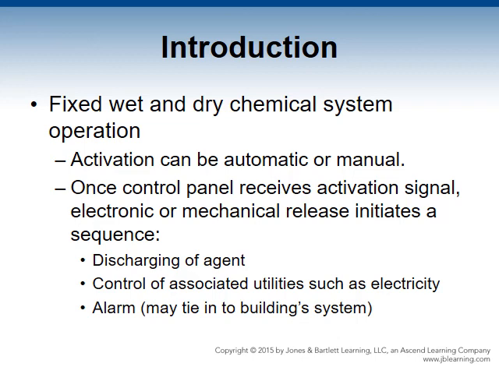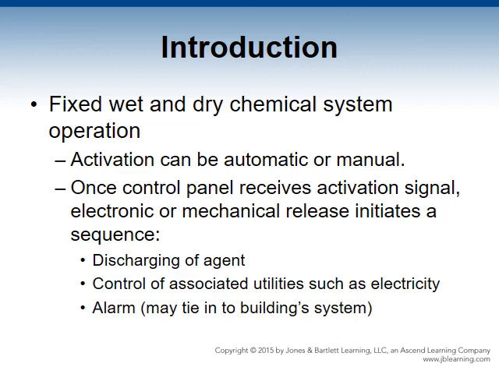Automatic activation: a fire has to build to such a level that it sets off the automatic sensing device near or within the protected area. You also have manual activation, which a person must physically contact with a releasing device, such as a manual station, to start the extinguishing process. Once the control panel receives a signal from either an electronic or mechanical release, the sequence starts simultaneously.